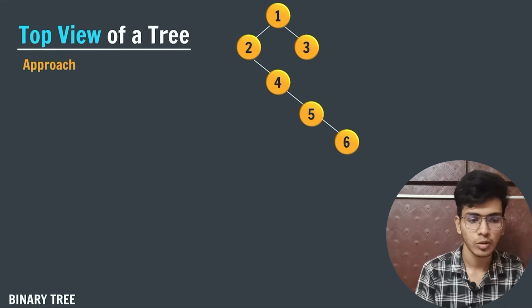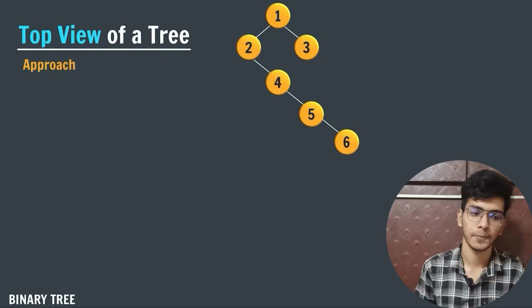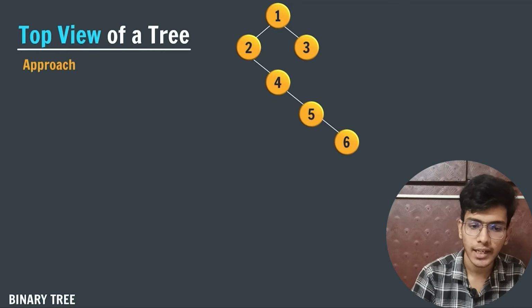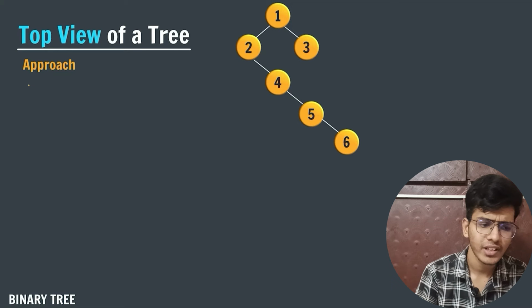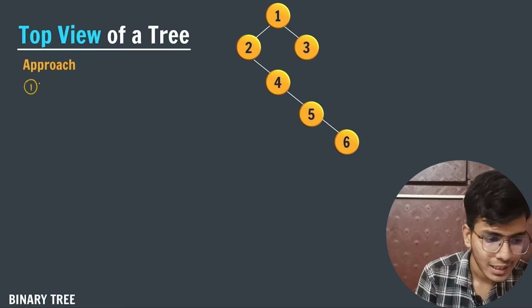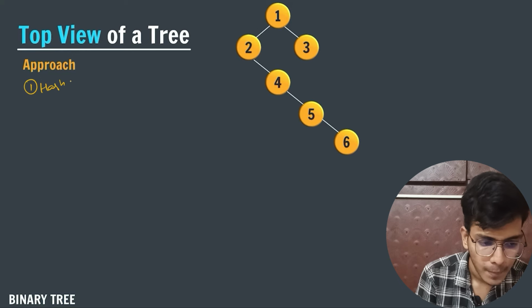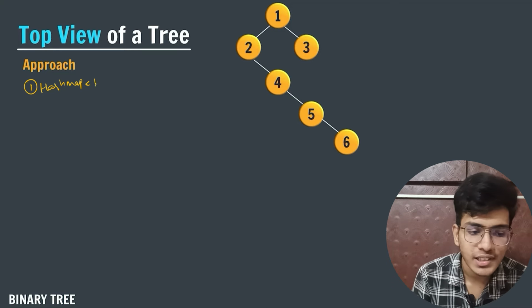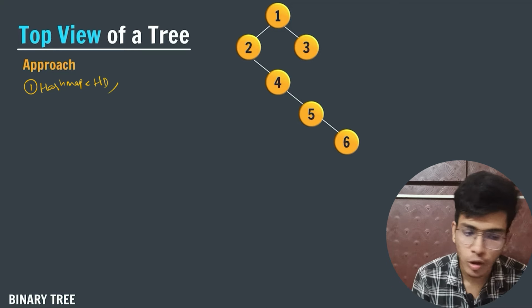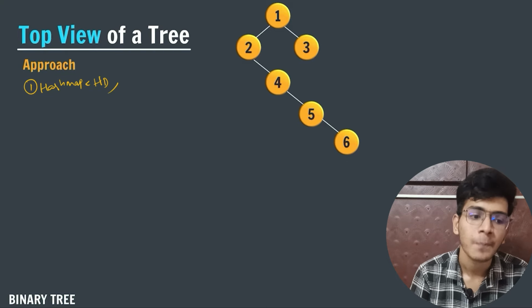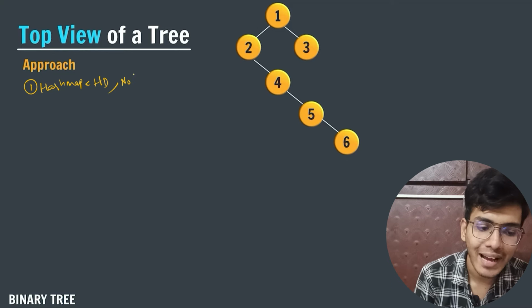So I will take an example, and this is my tree, right? First of all, I will create a HashMap, and in the key I will store the horizontal distance, and on the values side of my HashMap I will store the node values.